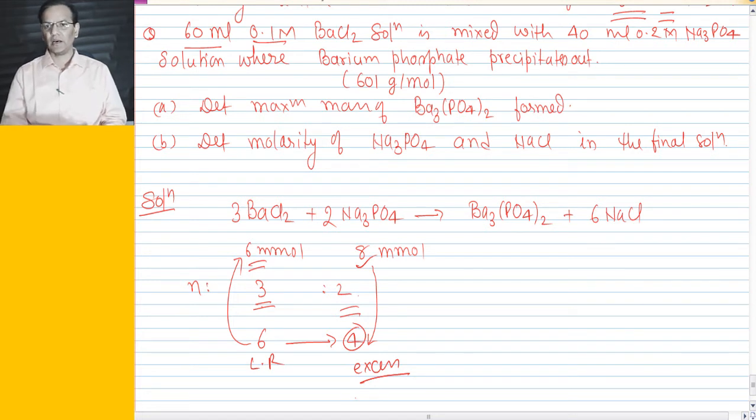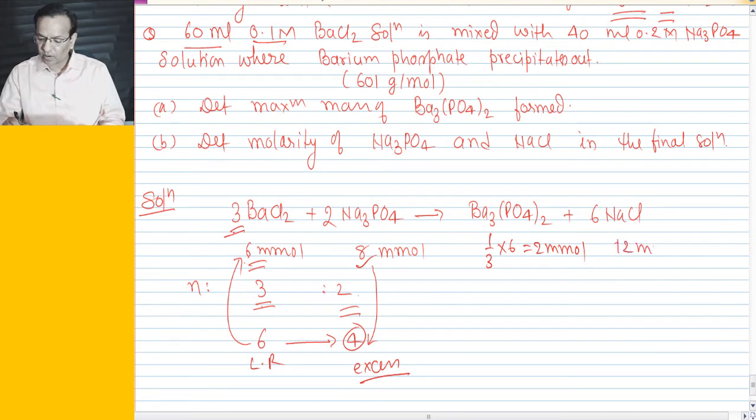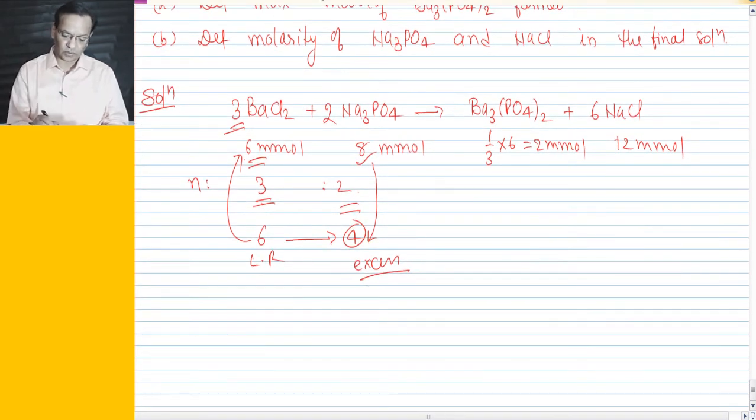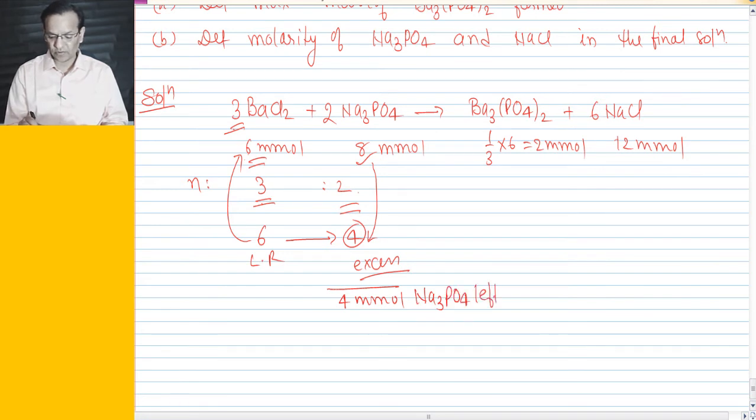So the limiting reactant determines the amount of product. 3 millimole of barium chloride gives 1 millimole of barium phosphate. So 6 millimole will give 1 by 3 into 6, so it is 2 millimole. 3 millimole of barium chloride gives 6 millimole of sodium chloride, so 6 will give 12 millimole. And 4 millimole of sodium phosphate will be reacted. So left will be 8 minus 4, 4 millimole. So 4 millimole sodium phosphate Na3PO4 is left unreacted.